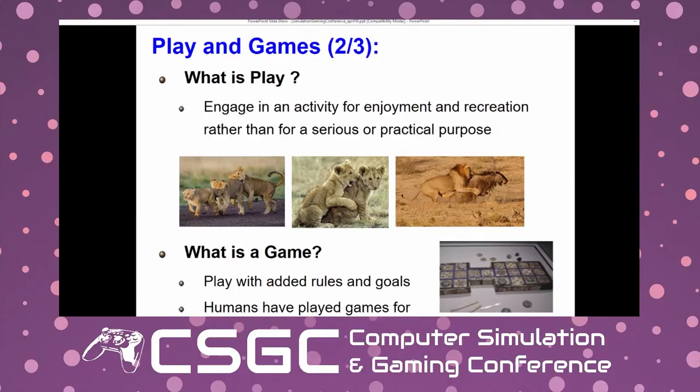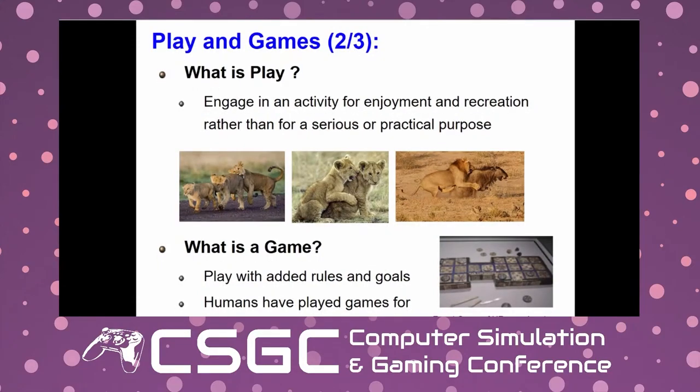Well, that technique is mimicked by the lion cubs, and they practice and practice and practice until they are able to do it and eat and survive as a result. From play, we move into a game. And a game is nothing more than play with additional rules and goals added to it. So it's kind of constrained play, you can look at it as.